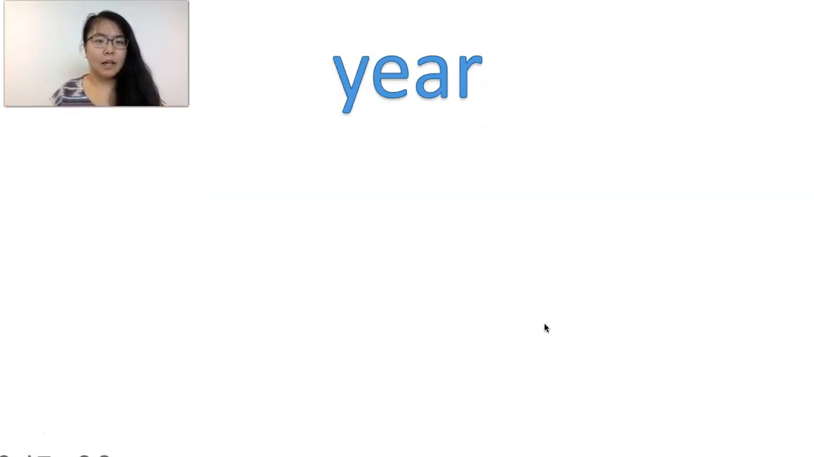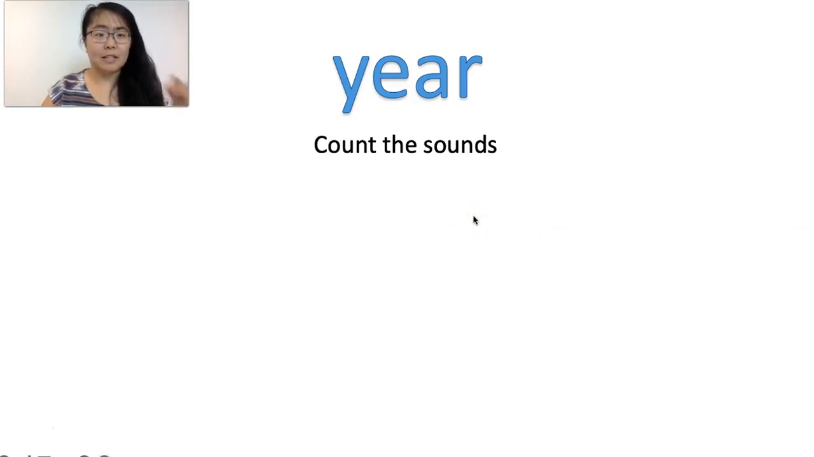Next one. Year. Months in a year. What year is it? Actually, that's a good question. Right now, for me, it is 2022. Or sometimes people ask, what year were you born? They're asking your age, how old you are. I was born in the year 1996.